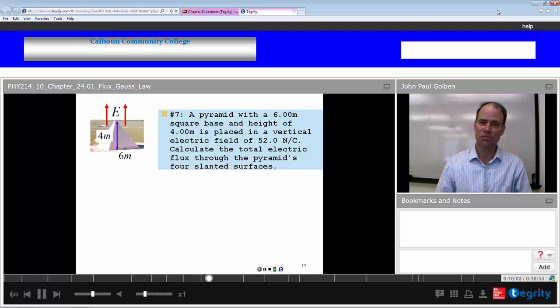That could be a hard problem. I mean, I'd have to figure out the area of those surfaces. I'd have to figure out the angle, do the dot product, figure it out, and it's not impossible. It's not that hard, but it would take some time to do that.